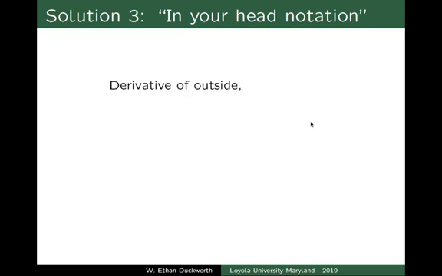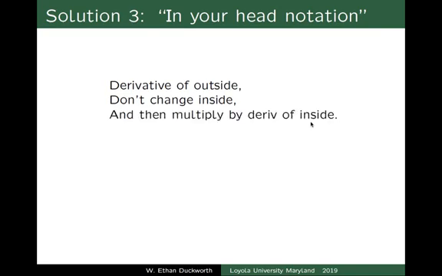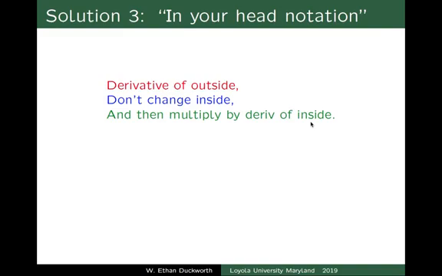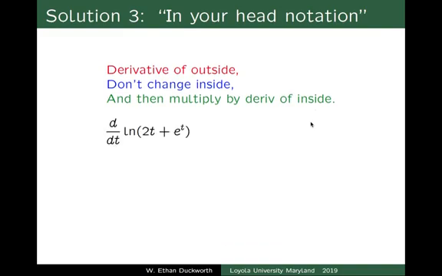So the words are: derivative of the outside, don't change the inside, and then multiply by the derivative of the inside. And I will color code these steps so that I can show you the part of the formula that they apply to. So derivative of the outside will be red, don't change the inside will be blue, and multiply by the derivative of the inside will be green. Okay, so starting with the original formula, d over dt of ln of 2t plus e to the t.